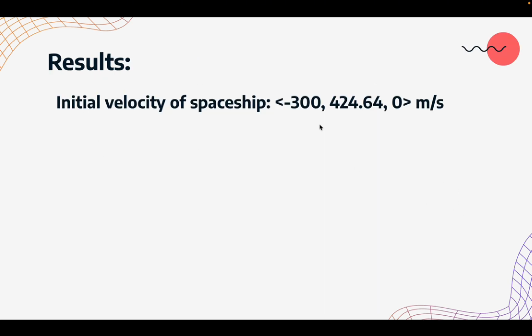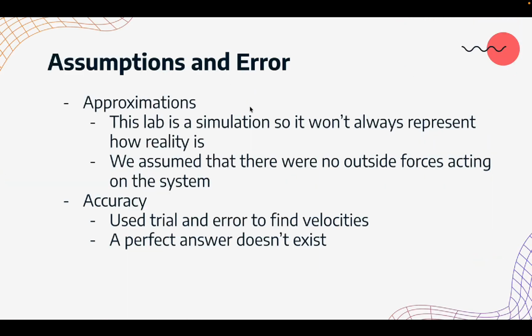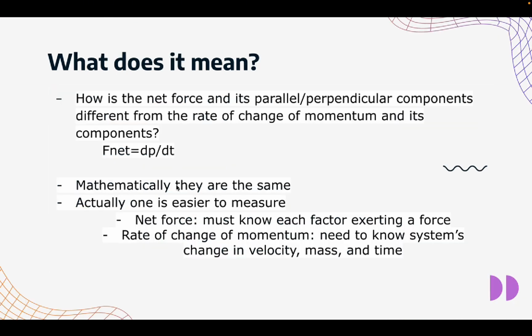Results, we got initial velocity as this. And then discussion, so we did assume, we created a simulation, so it won't always represent how reality is, and we assumed that there were no outside forces acting on the system. Accuracy-wise, we used trial and error to find velocities, and a perfect answer doesn't exist, so we can't really say that it was the most accurate. And what does it mean?